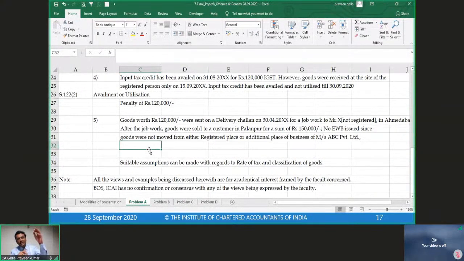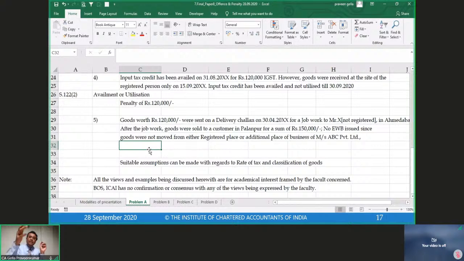So this gentleman who is in the state of Gujarat sent the goods to a job worker, whose value is 1,20,000. This job worker is in Ahmedabad. After the job work, the goods were sold to a customer who is in Palanpur. Palanpur is a district in the state of Gujarat, for a sum of rupees 1,50,000. So my value addition from 1,20,000 has gone to 1,50,000. No e-way bill has been issued since goods were not removed from the registered place of business, additional place of Mrs. ABC Limited. Now, here, is there a violation under GST law, section 122?